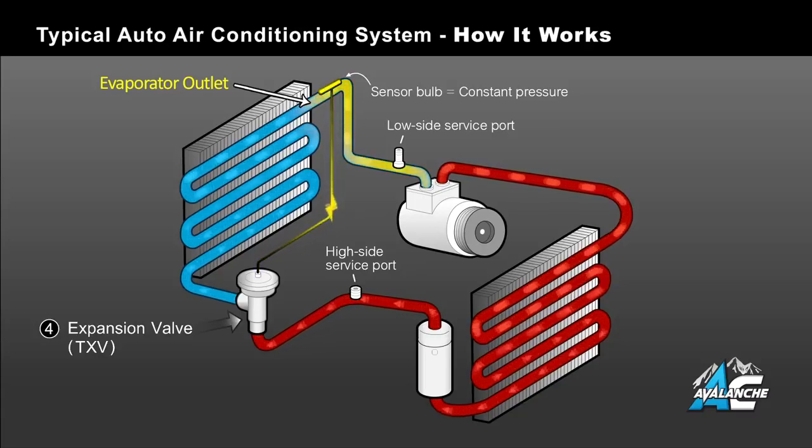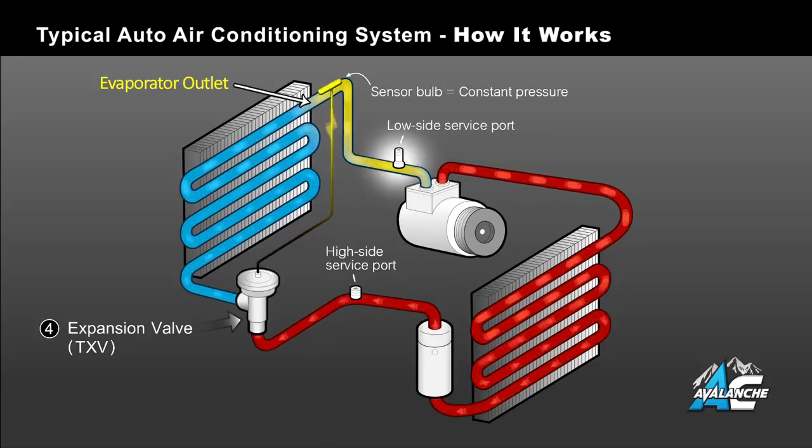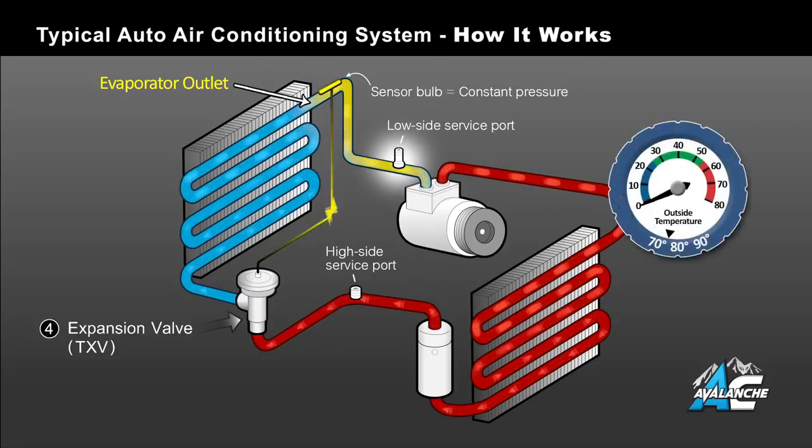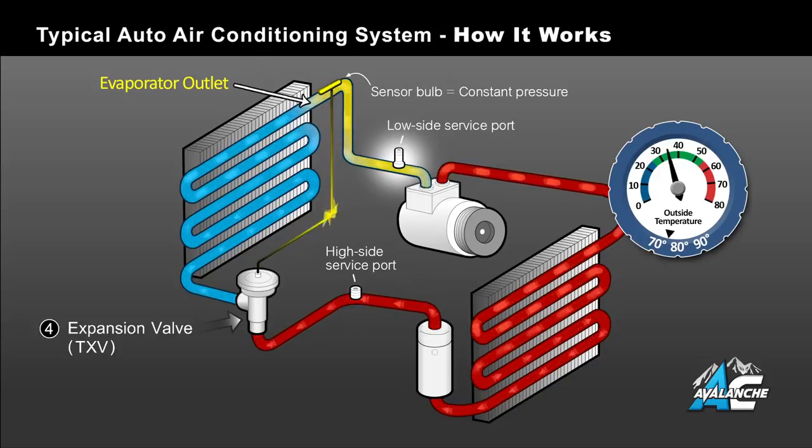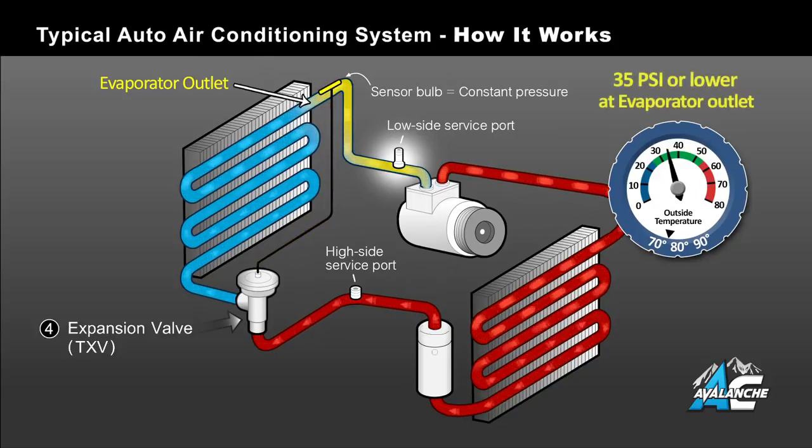Because the evaporator's outlet temperature is used to regulate the TXV valve, it sets a maximum operating pressure at the evaporator outlet. It then flows through the low side service port, where in many cases it is measured by a low side gauge only to charge the system. As refrigerant is added, the pressure on the low side rises until it reaches its maximum operating pressure, which is typically 35 psi or lower.